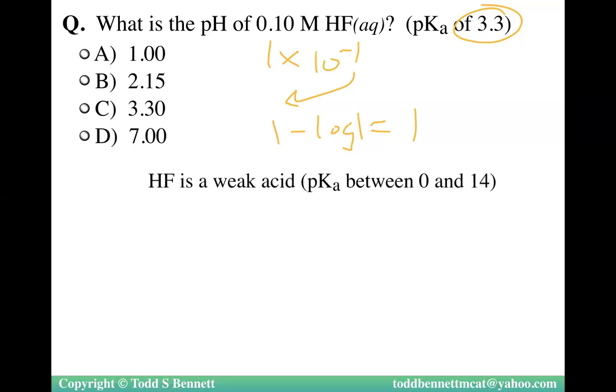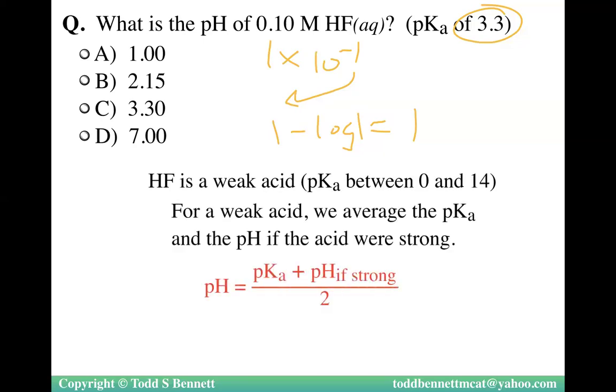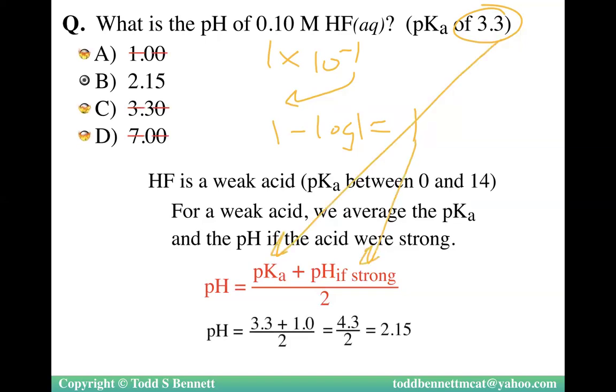So weak acid, check. 100 difference, check. So plugging in 3.3, check. 1, check. So 3.3 plus 1 is 4.3 divided by 2, 2.15. Pretty dang fast. Double checking with the other graph we had.